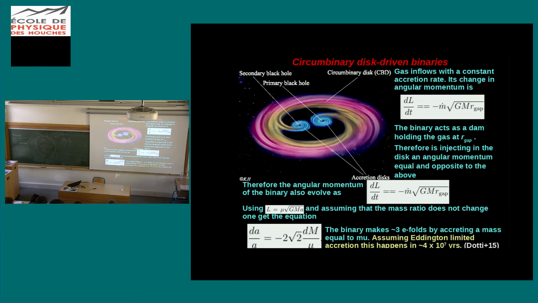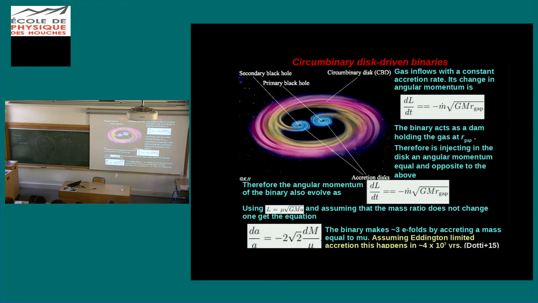Now, this is a very simple model. In reality, it doesn't really work like this, because this is not a perfect dam. You just don't stop material here. You create streams that are fed to the black hole, and all other stuff happens. But the main idea is that you can use this quadrupolar forcing to transfer angular momentum efficiently from the binary to the disk and shrink the binary, okay?